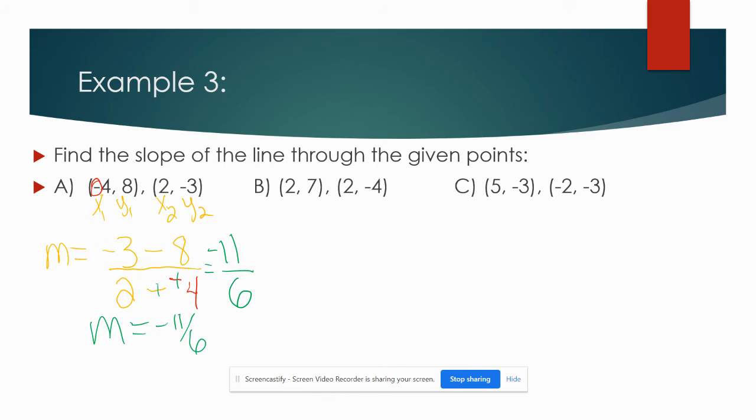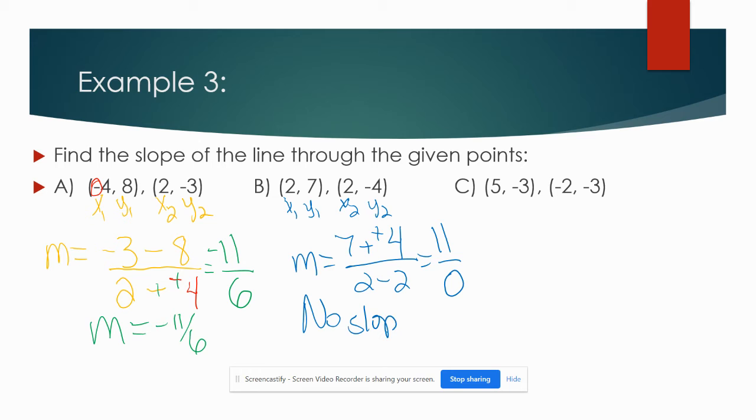For letter B, let's try this the opposite way. Rather than doing y2 minus y1, let's do y1 minus y2 and see if it comes out the same. So we would have 7 minus negative 4 over 2 minus 2. Well, add the opposite on the top. We get 11. 2 minus 2 is 0. Well, can't have 0 on the bottom. So this is no slope. And our equation there would be x is equal to 2 because that's what's being repeated there.